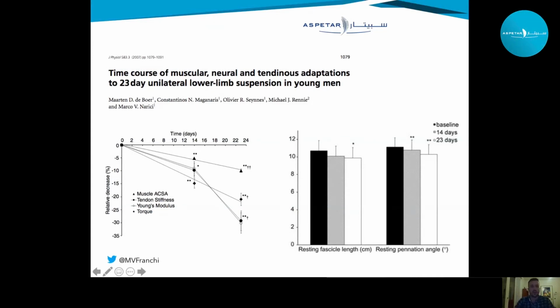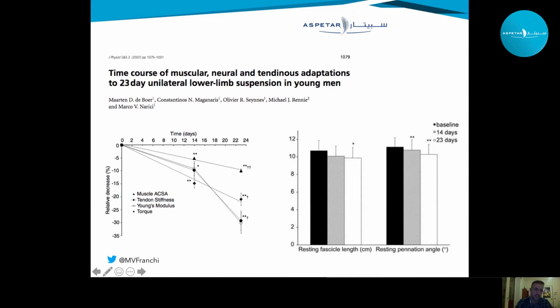So another elegant study, in my opinion. I really always liked this study since the day I was a master student. You can see that already 14 days of unloading, in this case unilateral lower limb suspension in young men, creates a 5% decrease in muscle CSA. I'm pretty sure it was vastus lateralis in this case. If it's not, I will be ashamed of myself because I said that I like this paper so much, but I think it's vastus lateralis.